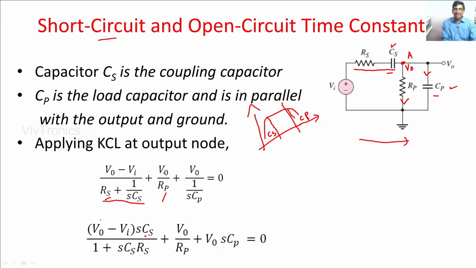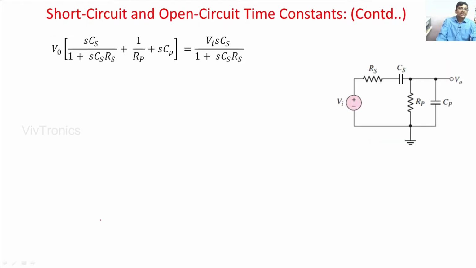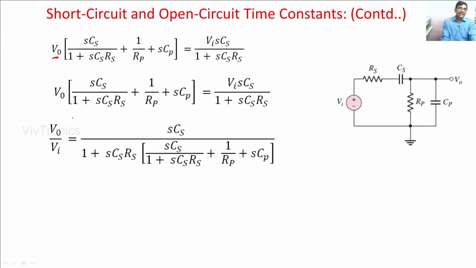Now we are going to separate the V0 terms and Vi terms so as to get the transfer function of the circuit. If you rearrange the equation, taking V0 as common, V0 into SCS by 1 plus SCS Rs plus 1 by Rp plus S into Cp, and taking the Vi term to the right hand side, it becomes Vi into SCS by 1 plus SCS Rs. Now I am going to get V0 divided by Vi by taking Vi to the left hand side and this multiplying term to the right hand side.